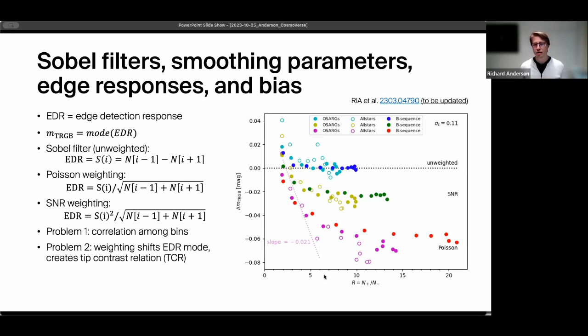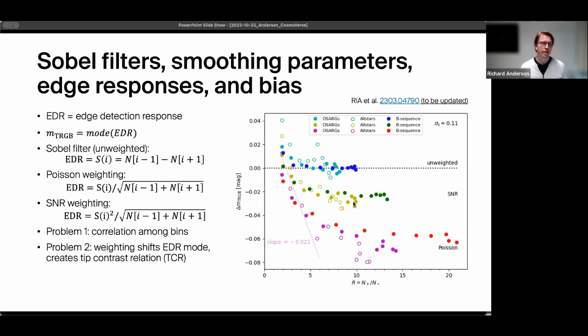And this, among the lower contrast ratios that were also in the CATS paper, I'm showing here just for comparison the slope that was found by the CATS team. This is quite consistent with what we see here from the simulations. If we use this signal to noise weighting, we find something intermediate. And if we use the unweighted Sobel, we actually don't see any bias at all. But also the contrasts are smaller. So it's perhaps not surprising that the signal to noise Sobel falls in between these two, given that it takes the square of the unweighted Sobel.